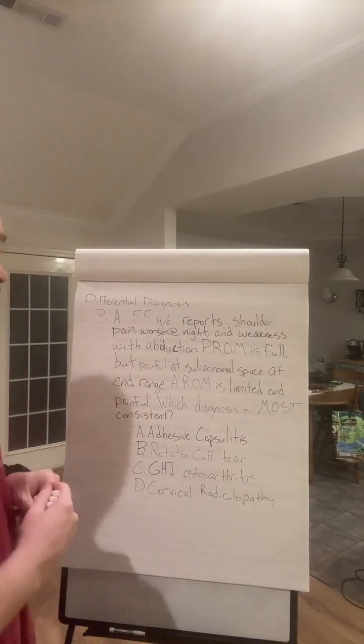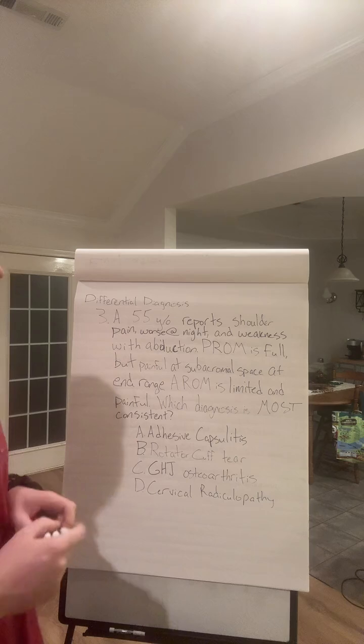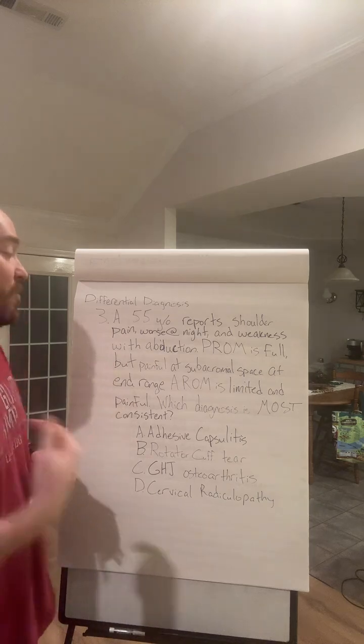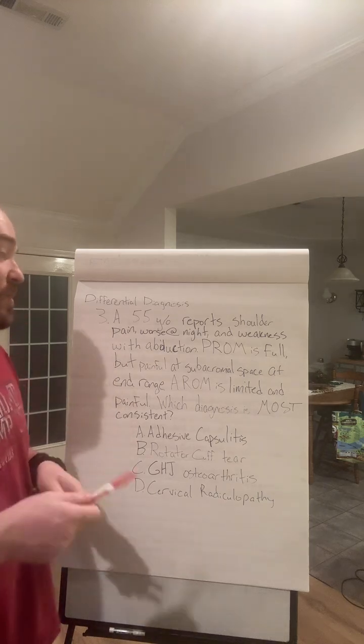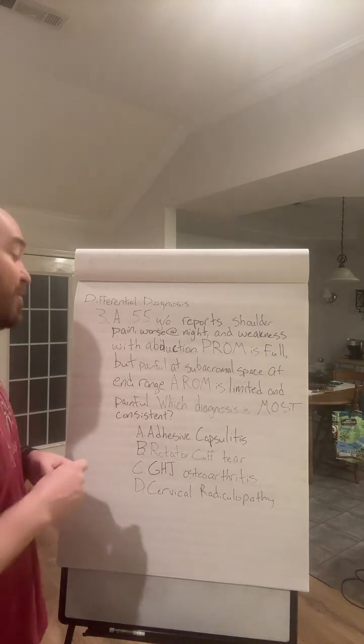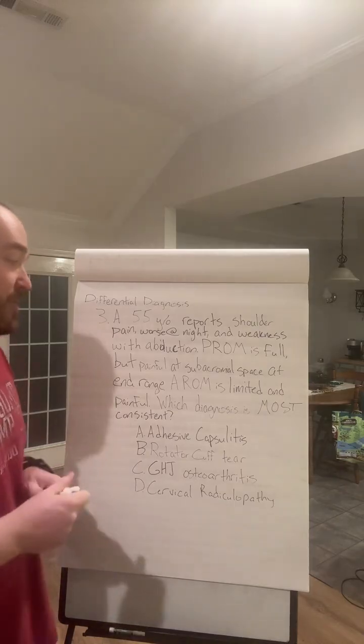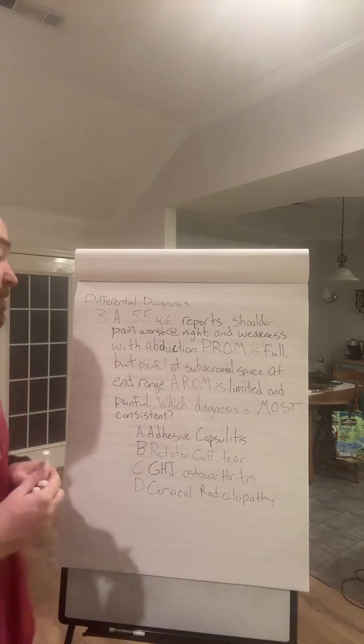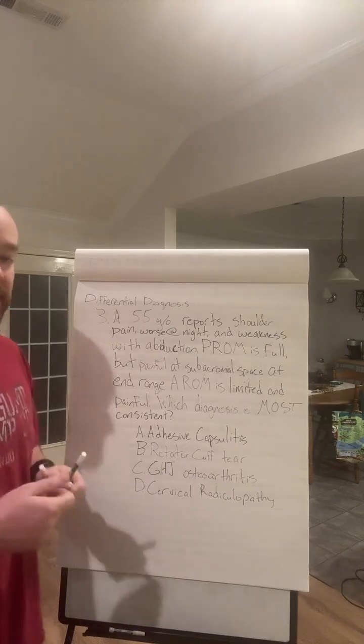I will read through it one more time. A 55-year-old reports shoulder pain, worse at night, and weakness with abduction. Passive range of motion is full, but painful at the subacromial space at end range. Active range of motion is limited and painful. Which diagnosis is most consistent?